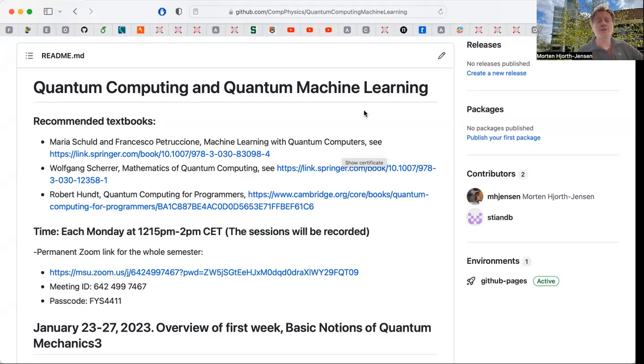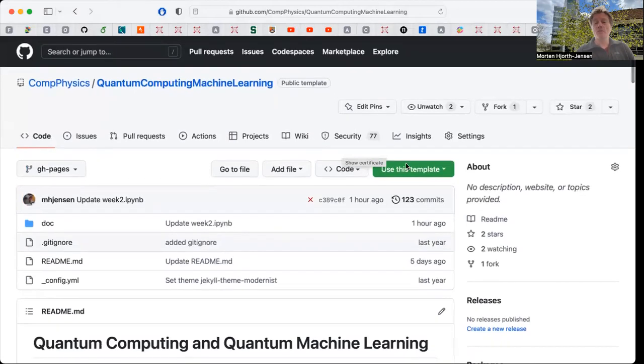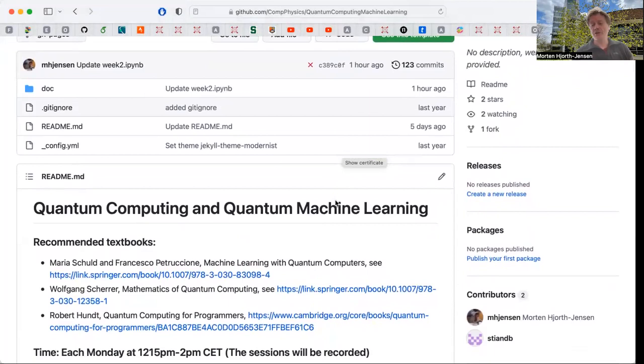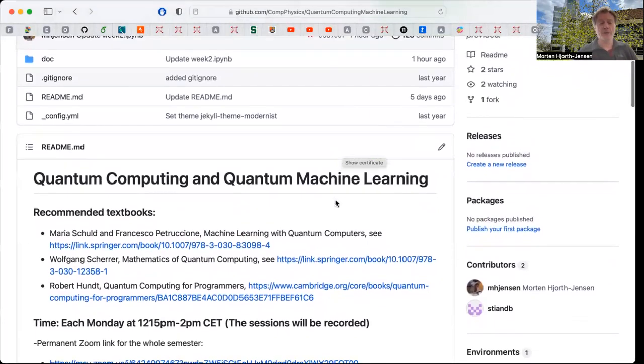We are going to use GitHub extensively in order to place all the teaching material, which means in turn that if you just do a Git clone, you can save everything onto your laptops and use the teaching material as you want.